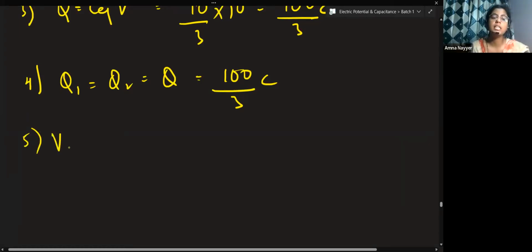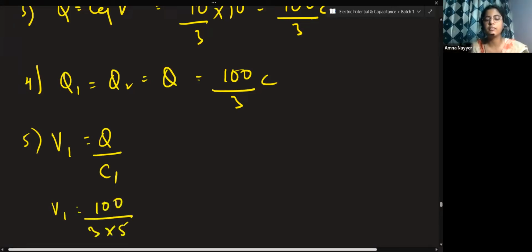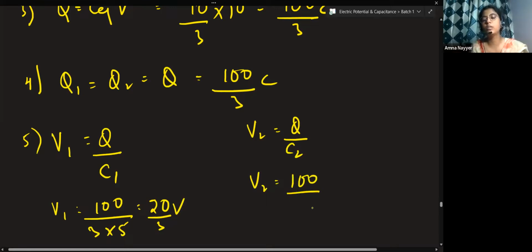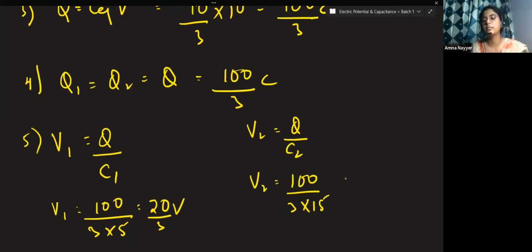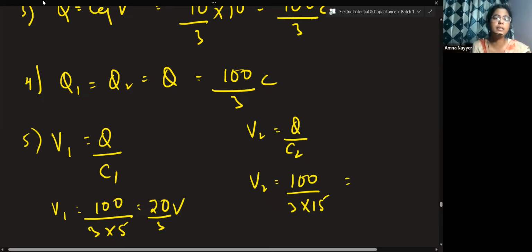Voltage across each is given by Q is equal to CV, so V will be equal to Q by C1. So V1 will be equal to charge 100 by 3, C1 was 5. So this becomes 20 by 3 volt. V2 will be equal to what? Q by C2. So V2 will be equal to 100 by 3 into 10, that gives 10 by 3. Sorry, not 15, 10.